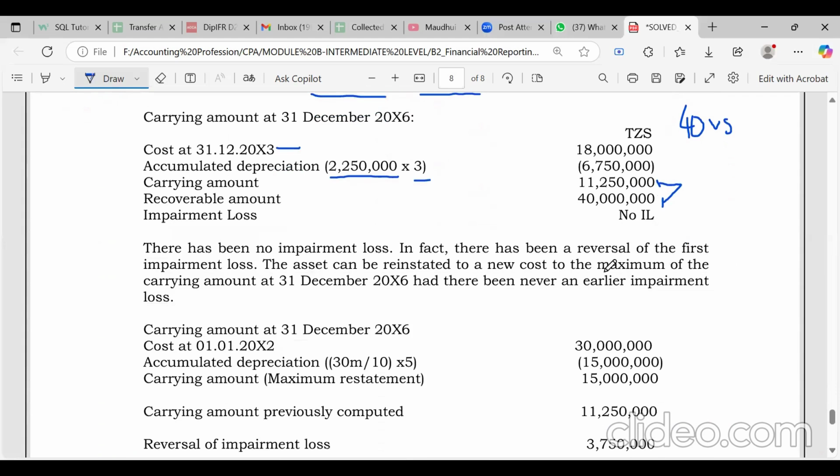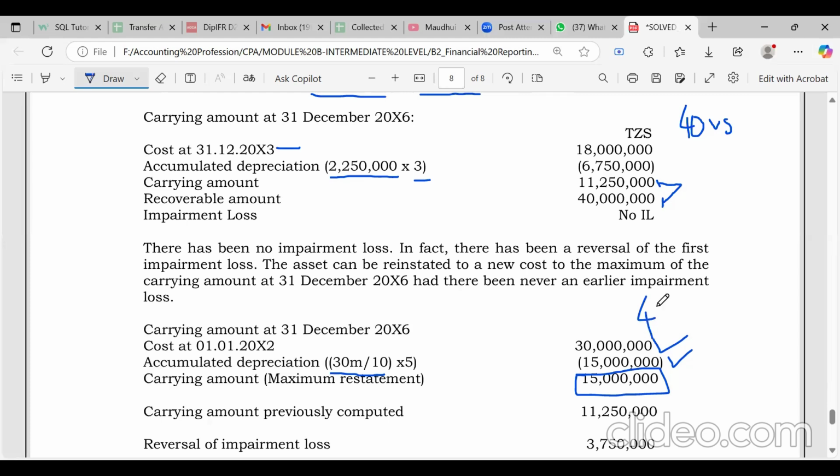I hope you can see this now. So for depreciation, you take 30 million divided by 10 to get depreciation per year, times 5 years, which have actually elapsed, only to arrive at 15 million. Then you deduct it from the 30 million, and you get 15 million. So you do compare. They say this is the simplest way. They speak a lot, but this is the simplest way.